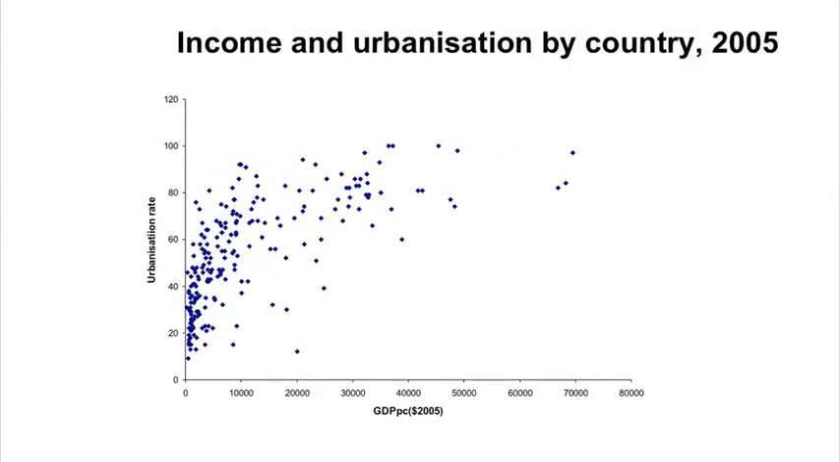I've taken some data from 2005 from the World Bank data bank on the urbanisation rate and GDP per capita for about 200 countries. And you can see that there's, in general, a positive relationship between GDP per capita and urbanisation. So urbanisation, at least today, is a reasonable predictor of the extent of industrialisation and hence GDP per capita or economic development.